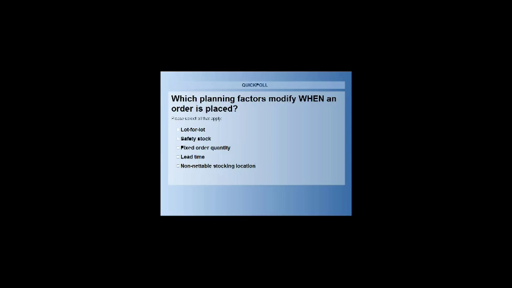So now I'm going to put you to work a little bit. This is interactive. I'm going to launch a poll here. What I would like you to do is take a minute or two and answer this question. Of the 5 planning factors listed, which planning factors modify when an order is placed? You can pick one or more. So take a minute, make your selection. Which planning factors listed modify when an order is placed?